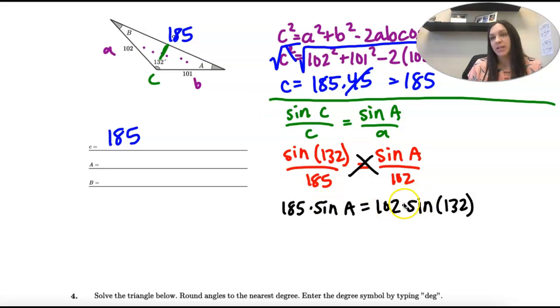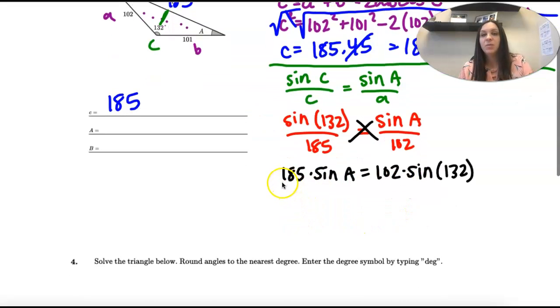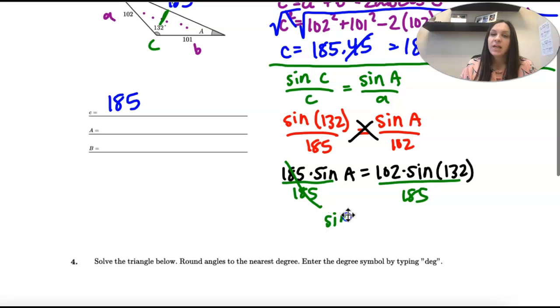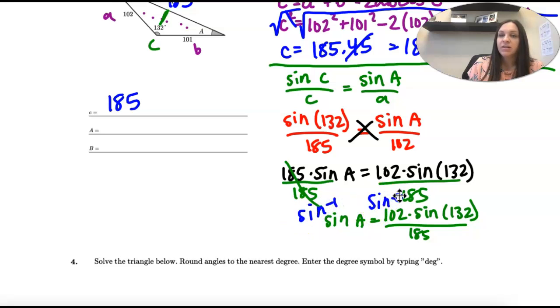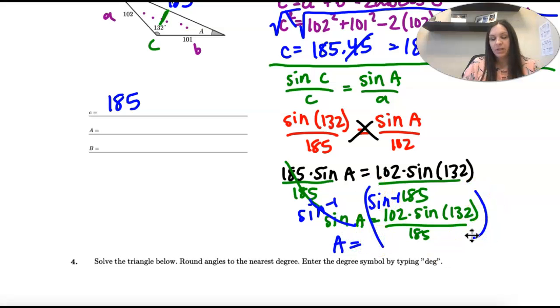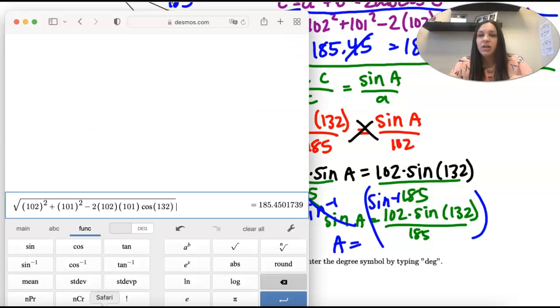And now we want to get A all by itself. So I'm going to divide both sides by 185. So sine of A equals all of this. And again, I'm going to save my calculations to the very end, just to avoid any rounding that might happen. The last step to get rid of sine, we take inverse sine. So A is the inverse sine of this whole thing. That just goes in the calculator.